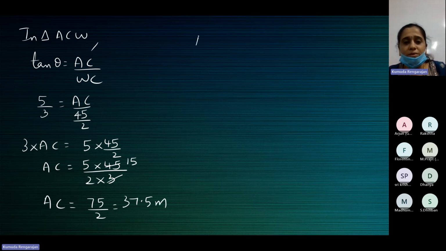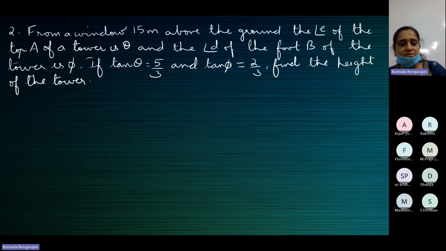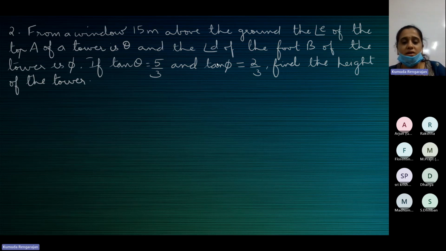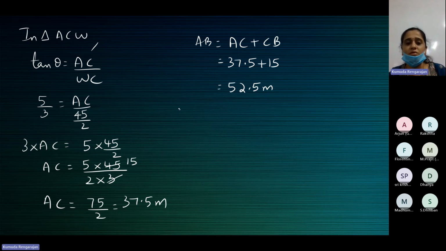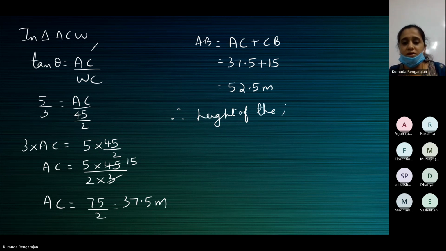But we need to find AB. AB is equal to AC plus CB, right? AC we just found is 37.5 plus 15, which is 52.5 meters. So the height of the tower is 52.5 meters.